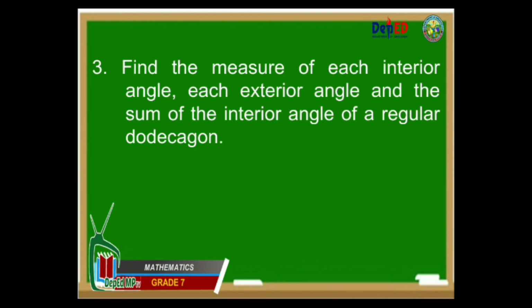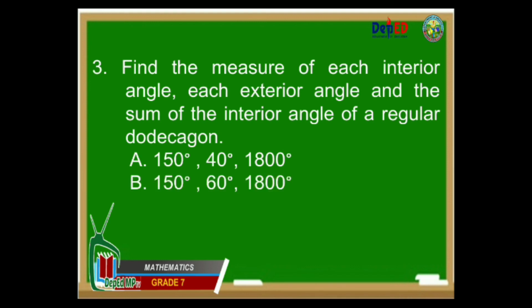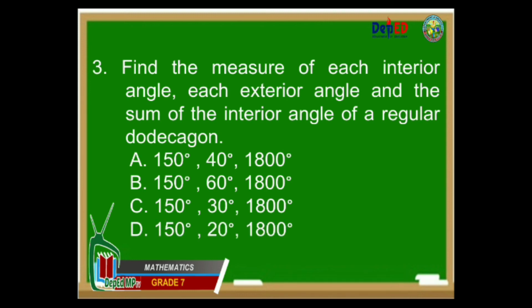Number 3. Find the measure of each interior angle, each exterior angle, and the sum of the interior angle of a regular dodecagon. Letter A, 150 degrees, 40 degrees, 1800 degrees. Letter B, 150 degrees, 60 degrees, 1800 degrees. Letter C, 150 degrees, 30 degrees, 1800 degrees. And letter D, 150 degrees, 20 degrees, 1800 degrees.